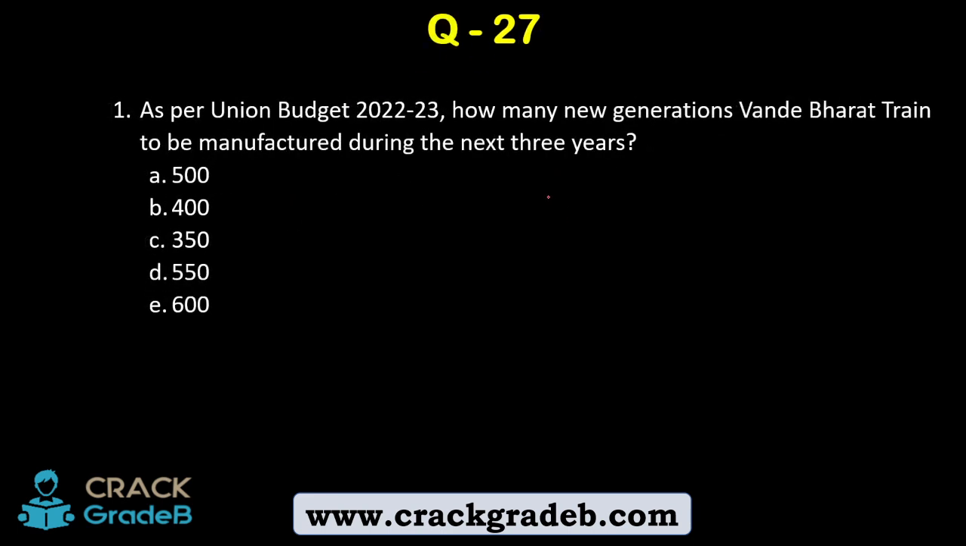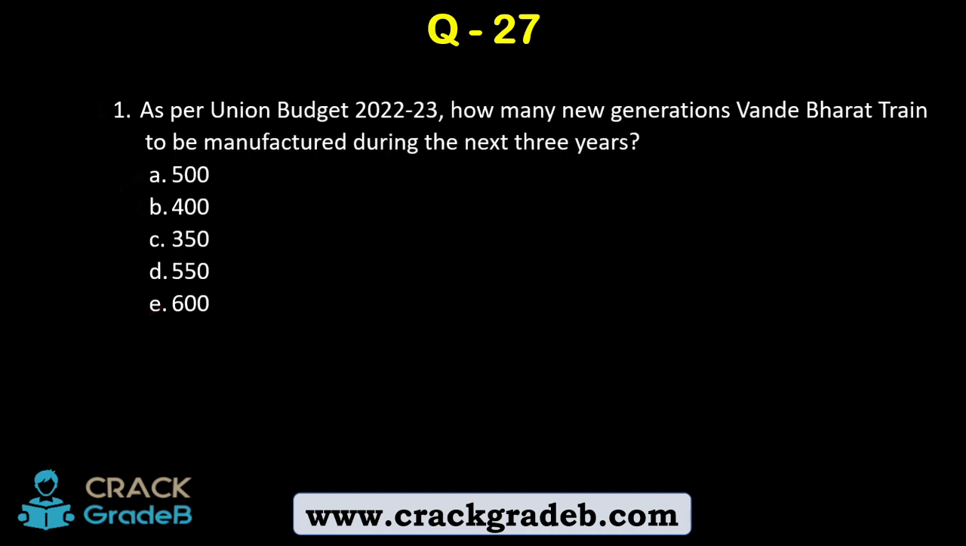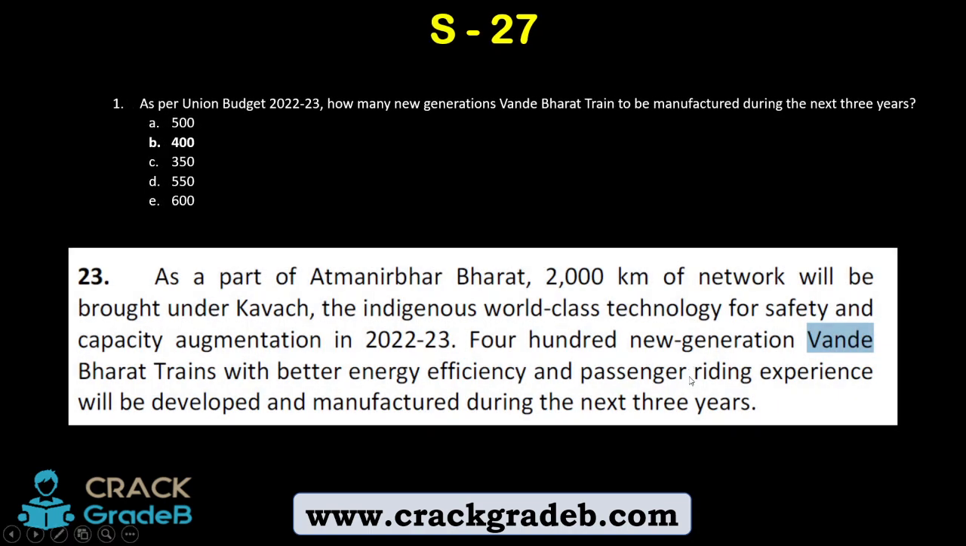As per the budget, how many new generation Vande Bharat trains are to be manufactured during the next 3 years? 500, 400, 350, 550 or 600, right? So what's the correct answer? The correct answer is 400, right? It's 400.